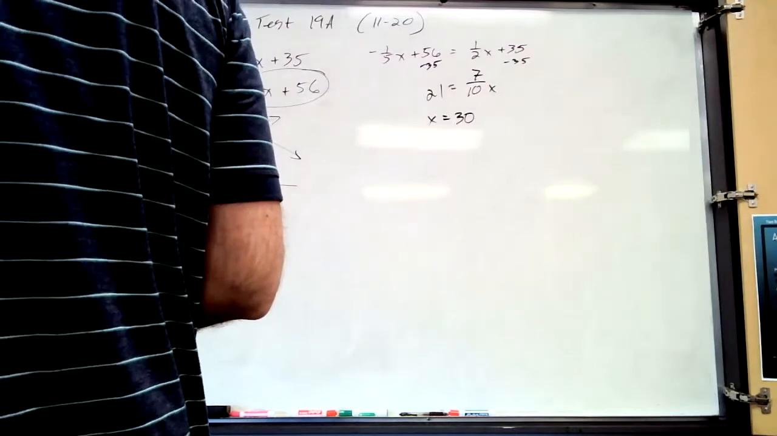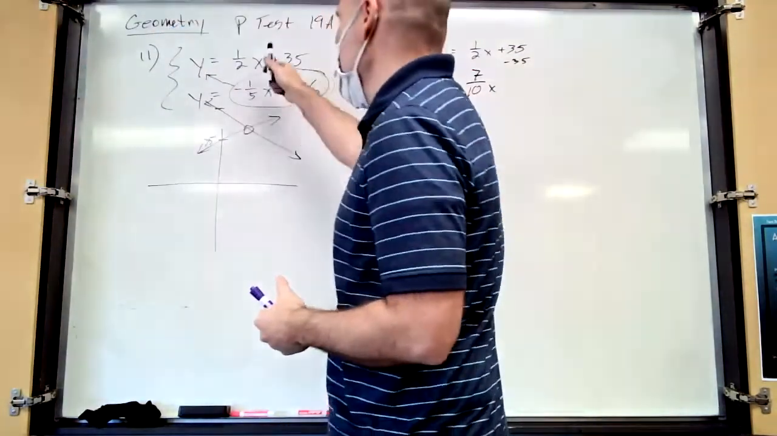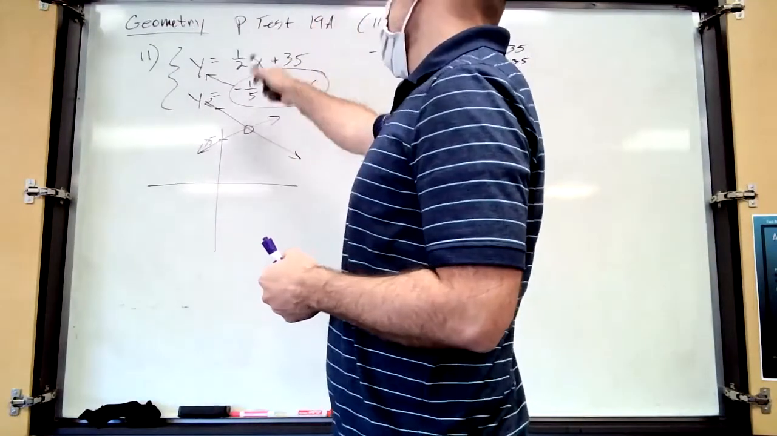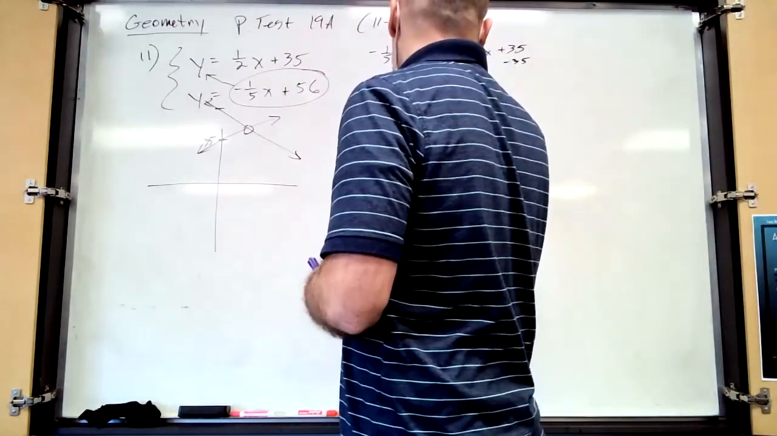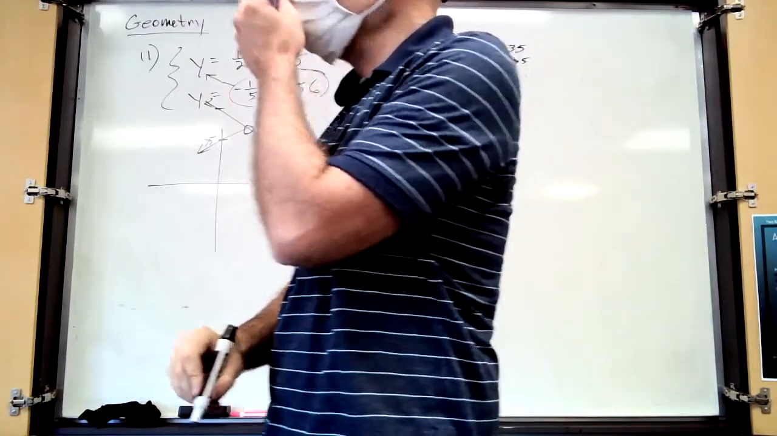So if I plug that in, I need to find y. The optimum price of the product is going to be 1/2 of 30 plus 35. So 15 plus 35 is $50. Okay, 30 products sold.